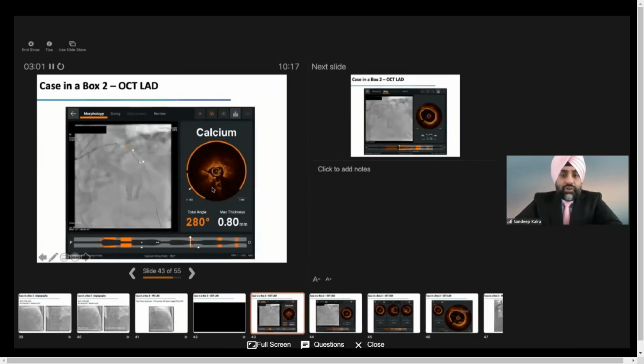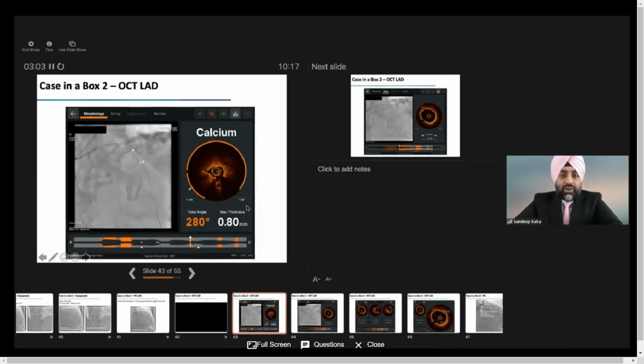Again, if I just show a single still axial image here, we can see that there's a 280-degree arc of calcium where there's the angiographically most severe stenosis, and there's a 0.8 millimeter depth of calcium. So again, we're dealing with intimal and medial calcium here.